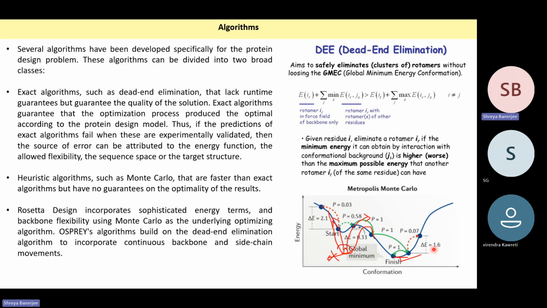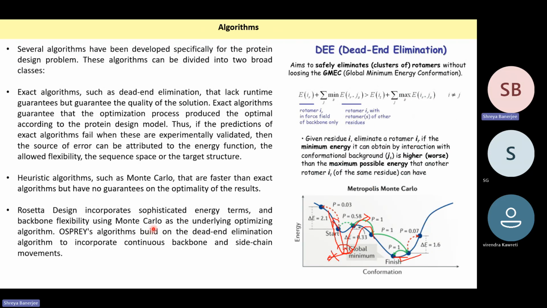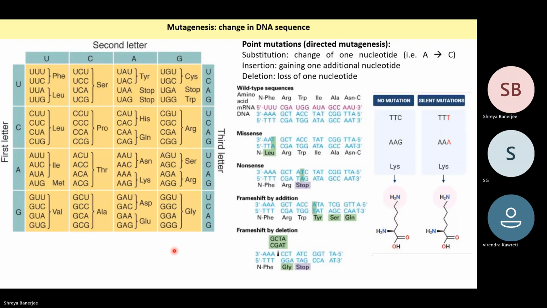So sometimes it can mispredict a local minima as the global minima. So these are some algorithms which have been used to make the process of finding the lowest energy state faster. And the more advanced algorithms use a mixture of different algorithms. We don't need to go into the details of that.